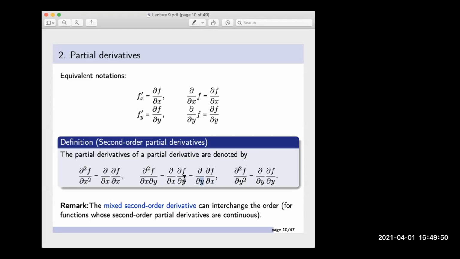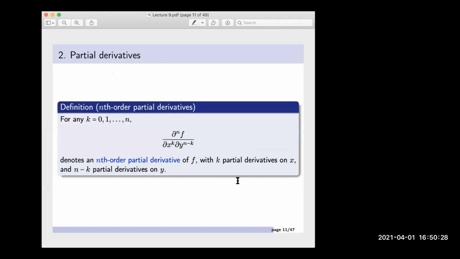They are equal. Okay. So this is called a mixed second order derivative. You can interchange the order. You can first take the partial derivative in y, then take the partial derivative in x, or you can reverse the order, but they are equal in general. If the function has second order partial derivatives that are smooth, then they are equal. So you can define various different second order partial derivatives. Okay? Just take partial derivative twice.